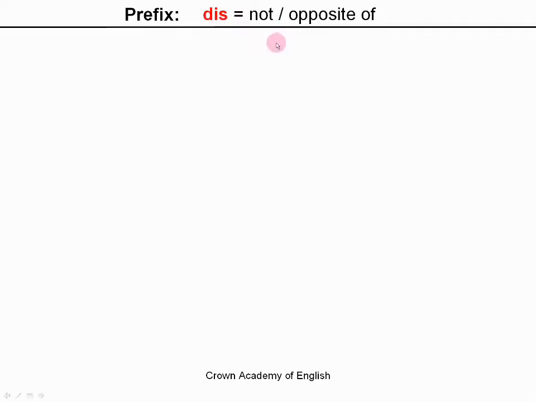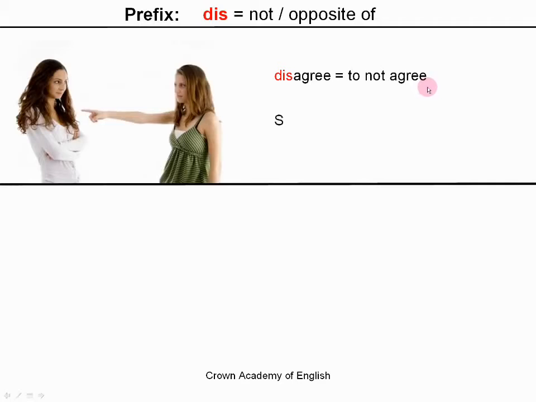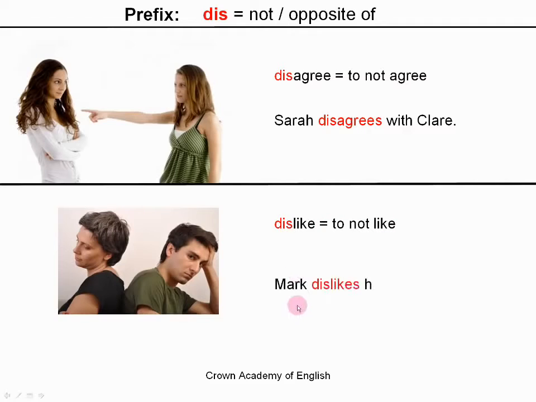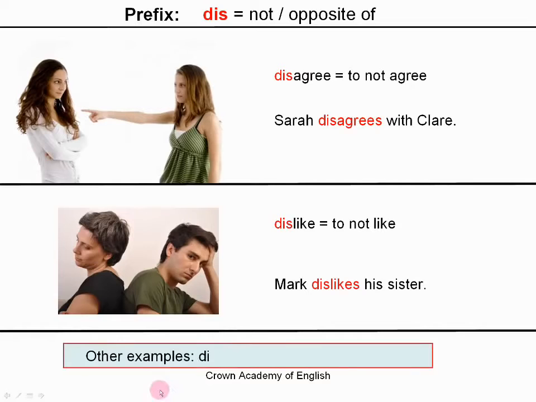D-I-S, dis, means not or opposite of. Disagree means to not agree. Sarah disagrees with Claire. Dislike means to not like. Mark dislikes his sister. Other examples, disallow, disconnect, disrespect. Again, look in the dictionary.